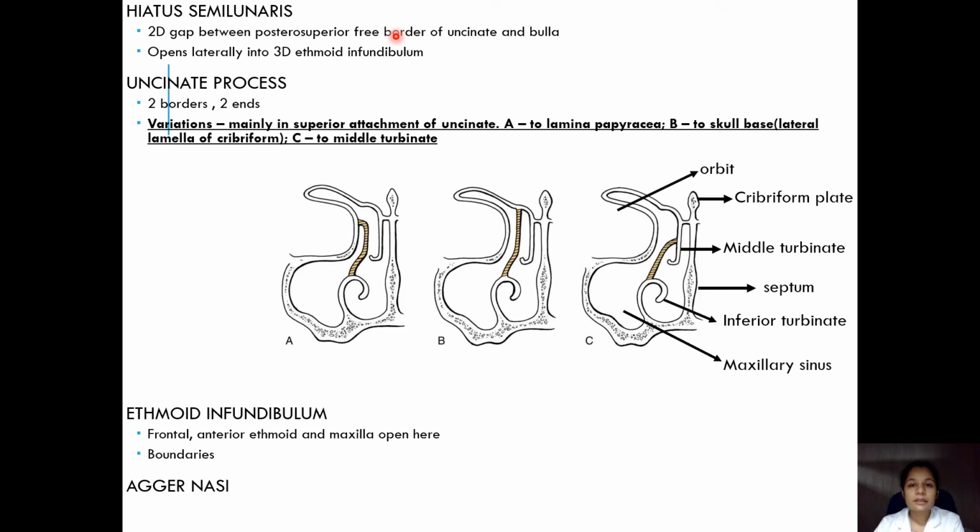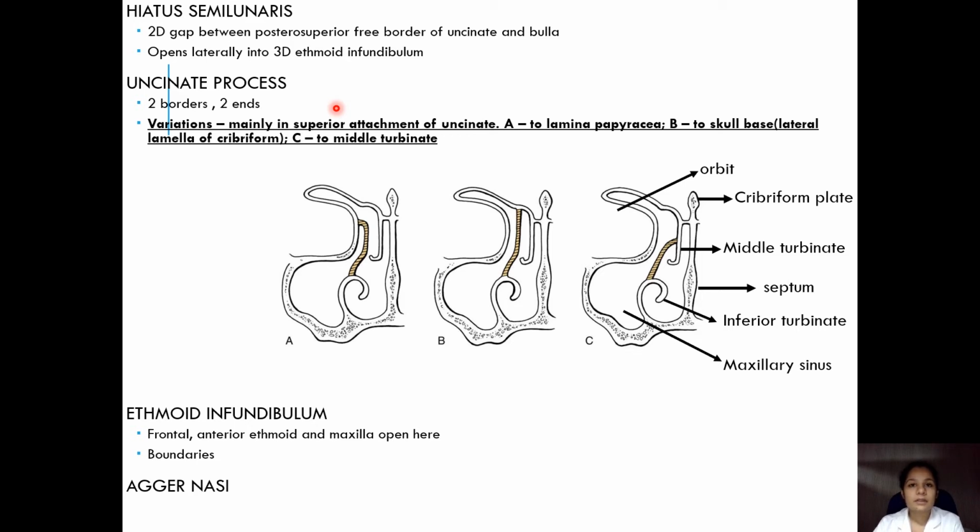Now starting from hiatus semilunaris, it is a two-dimensional space or gap between the posterior superior free border of the uncinate, and posteriorly there is the anterior surface of bulla ethmoidalis. It opens laterally into the three-dimensional space of ethmoid infundibulum.